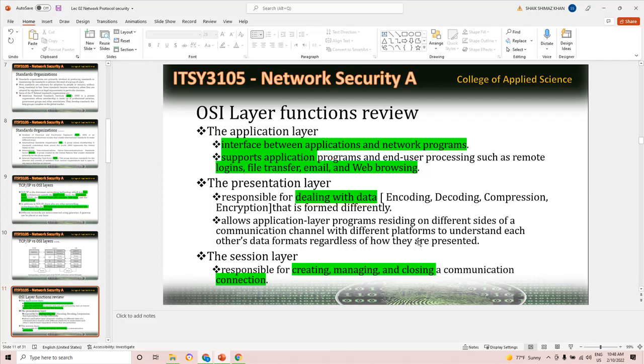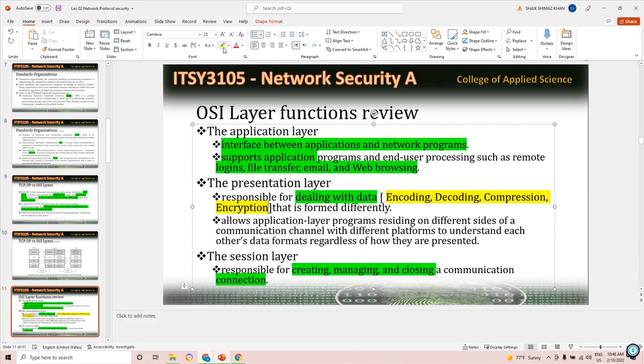Second one, the presentation layer. The main responsibility of the presentation layer is that it deals with the data. Okay, please, I added this point, note it down. This is a very specific point. So what this layer is doing, students, is encoding. It will encode the data into a specific format.